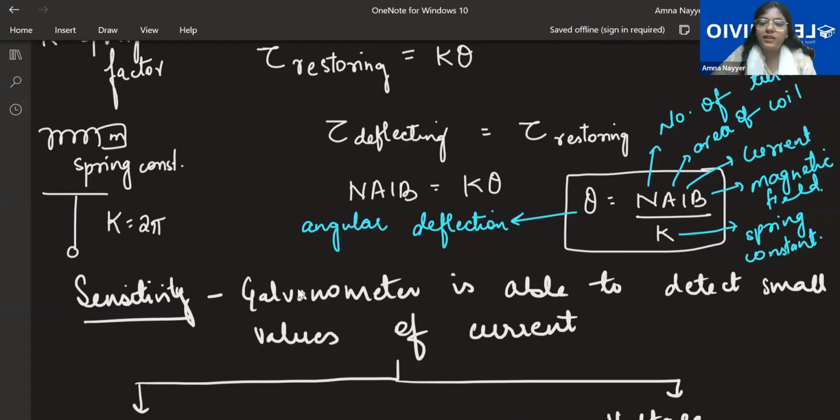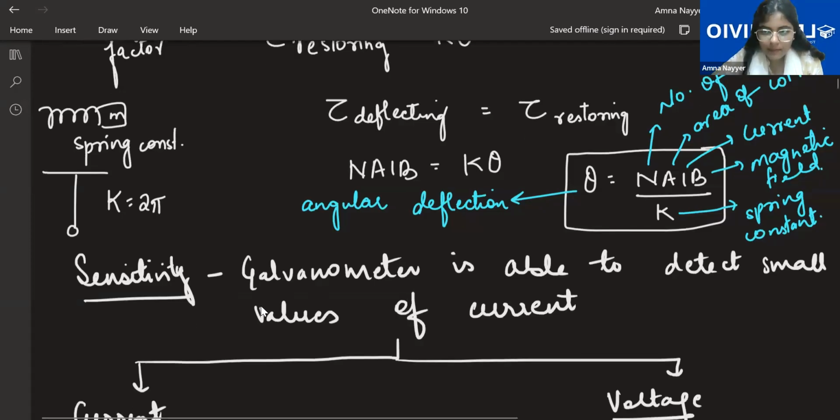So galvanometer, when is a galvanometer sensitive? It is that even for a small amount of current, it shows large deflections. If it is able to detect small values of current, and for these small values of current, it is giving you larger deflections, so it means it is very sensitive. Even a small amount of current is giving huge deflections. Got this meaning of sensitivity?